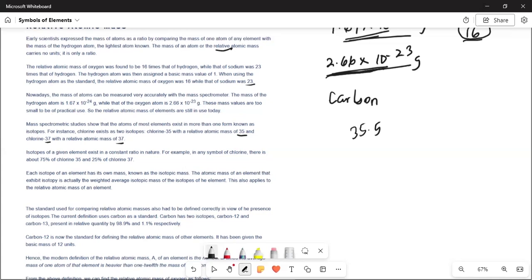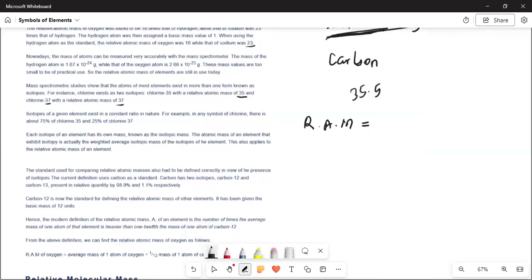Now, how is this value obtained? The relative atomic mass of an element that has isotopes is usually obtained from what? The relative percentage abundance of each of the isotopes. That is, adding the percentage abundance contributions of each of the isotopes together will give you the relative atomic mass of that element. Because of that, the standard used for comparing relative atomic mass has also changed.